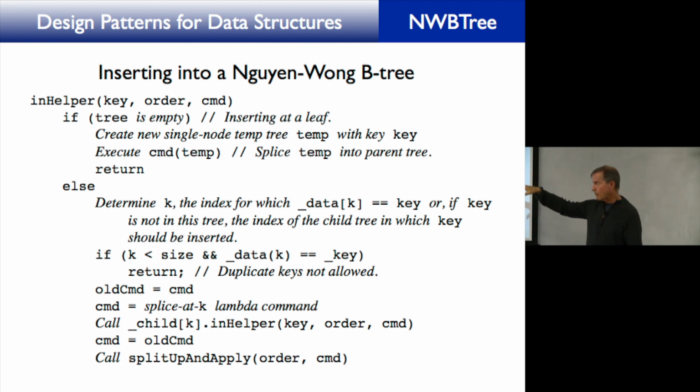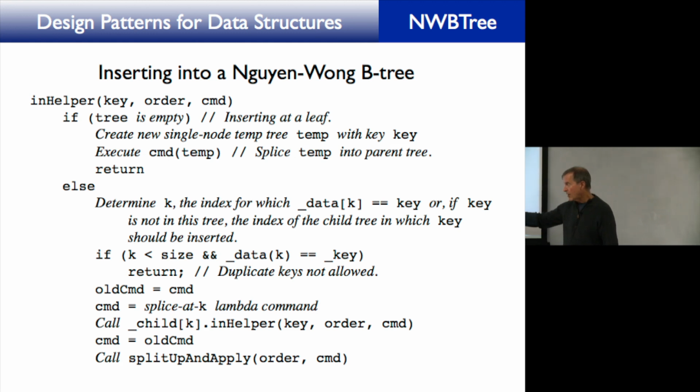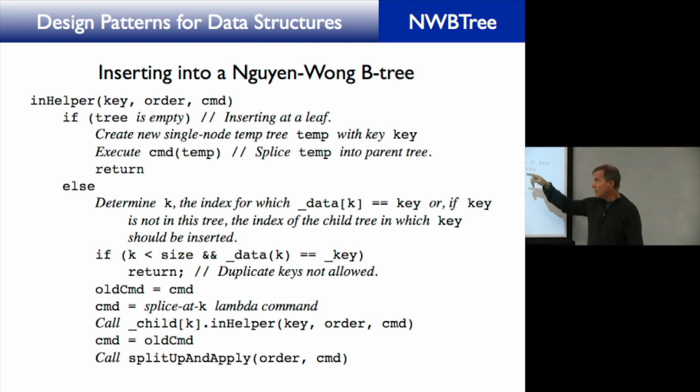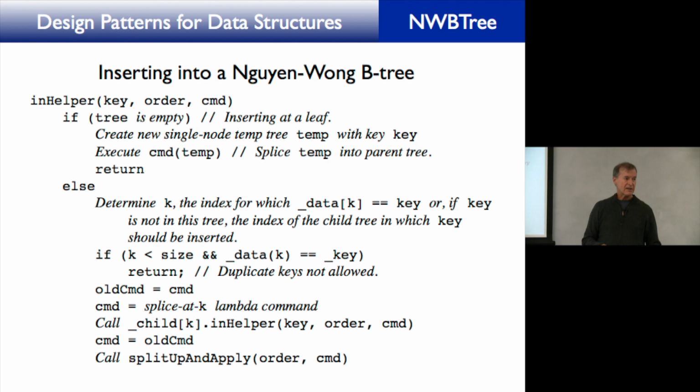Now before we look at the ideas in going through here, let's take a look at what in helper calls. Do you see how this is recursive? This is in helper, and what does it call? No loops, no for statements, just one if, and what does it call? It calls, down here, call underscore child sub k dot in helper, key, order, command. So this in helper is calling in helper, the next level down. Now, does everybody see that? In helper is calling in helper the next level down.